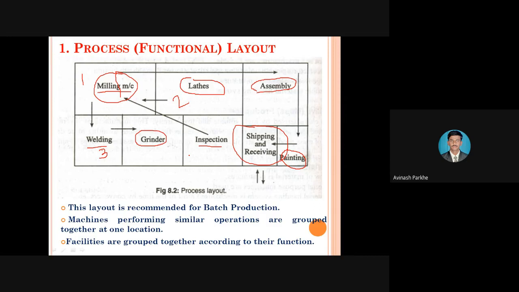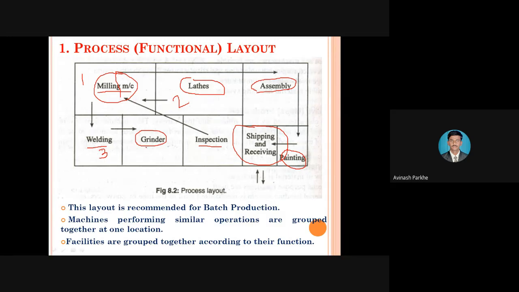Once 100 products are available, we can take those 100 products to the milling compartment. On those 100 products, we are performing all the milling operations. Then we are taking all the 100 products to the lathe machine compartment. We are performing all the important operations by using the lathe machines. Then we are taking all the 100 products to welding. We are performing all the welding operations on those 100 products.